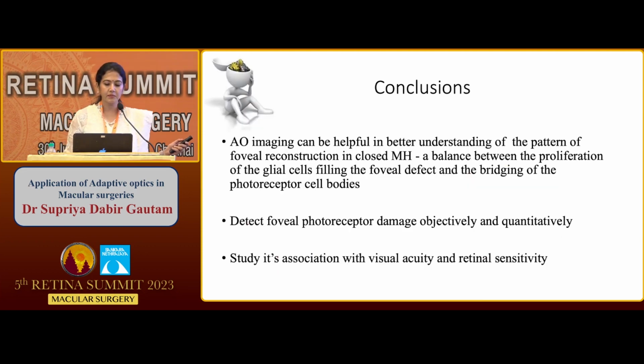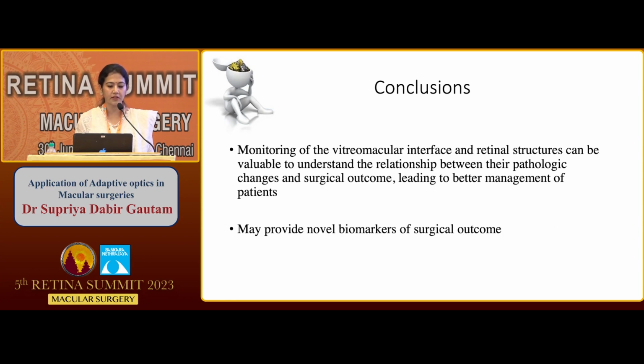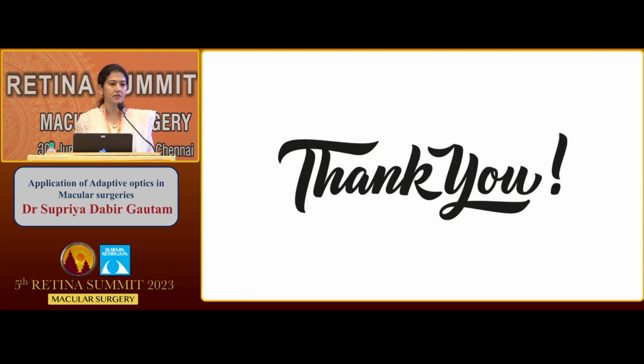So basically, it helps us understand the pattern of foveal reconstruction in closed holes, which could be a balance between proliferation of glial cells as well as bridging of photoreceptor cell bodies. It can help us objectify and quantify these, and help us associate them with function, that's visual acuity and retinal sensitivity. We can monitor these patients, and we can even find novel biomarkers which would help us prognosticate the surgical outcome in these patients. Thank you very much for your kind attention.